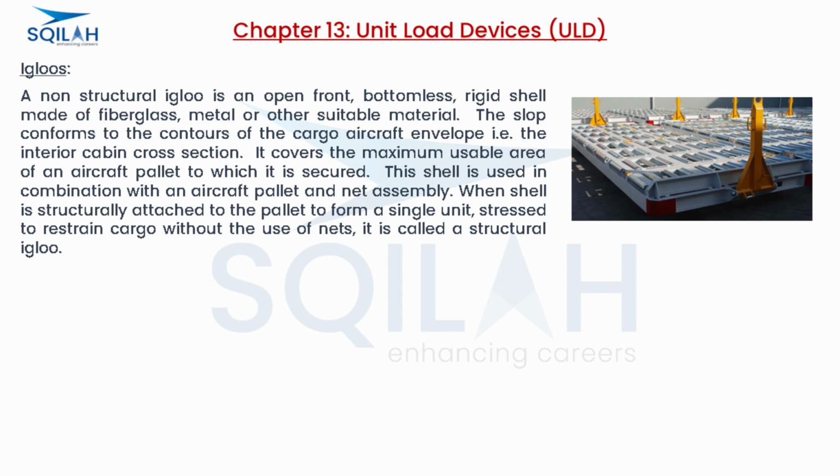Igloos. A non-structural igloo is an open front, bottomless, rigid shell made of fiberglass, metal, or other suitable material. The shape conforms to the contours of the cargo aircraft envelope, i.e. the interior cabin cross-section. It covers the maximum usable area of an aircraft pallet to which it is secured. This shell is used in combination with an aircraft pallet and net assembly. When the shell is structurally attached to the pallet to form a single unit, stressed to restrain cargo without the use of nets, it is called a structural igloo.